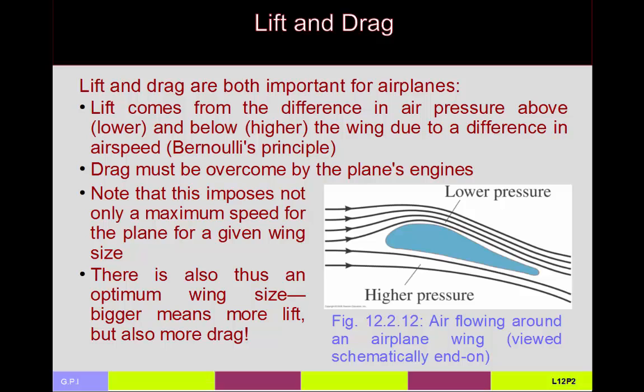What all of this does is it imposes actually an optimum wing size for an airplane, because the bigger the wing, the more lift you get, but also the more drag. And the more drag, the slower you go, and therefore you start losing lift.